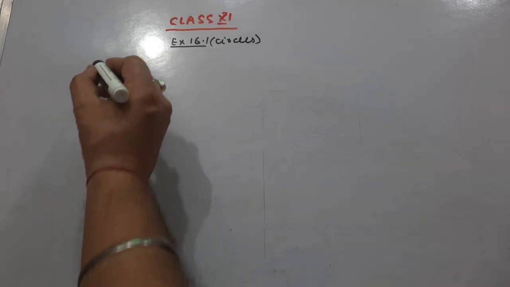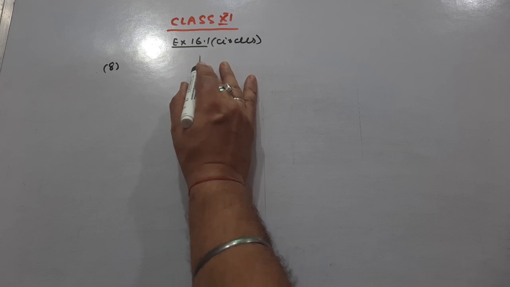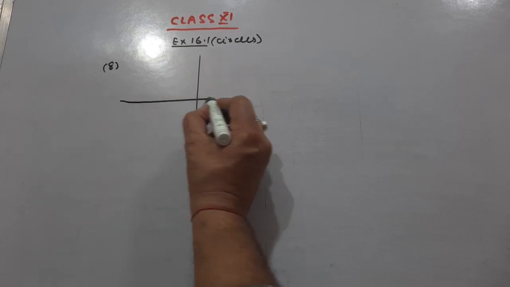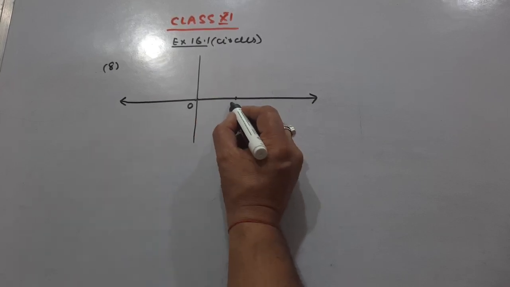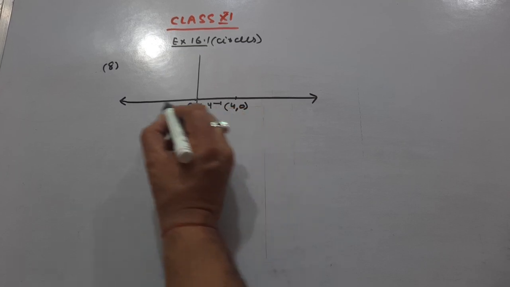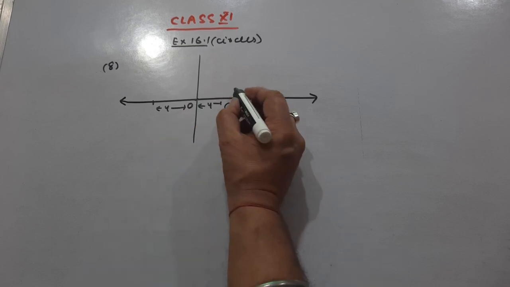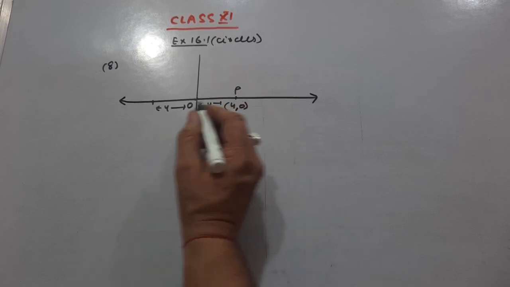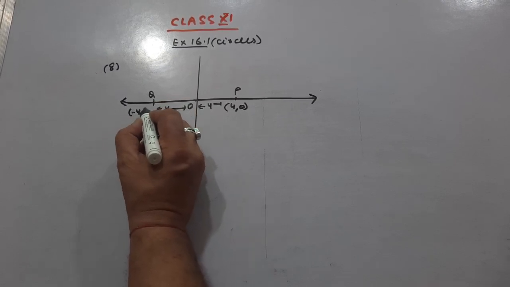Now students, let us start with the 8th question. The question is, find the equation of the circle which passes through 2 points on x-axis which are at a distance of 4 units from the origin. If this distance is 4, so coordinate of this point will be 4, 0, and if I take this distance as 4, so coordinate of this will be minus 4, 0.